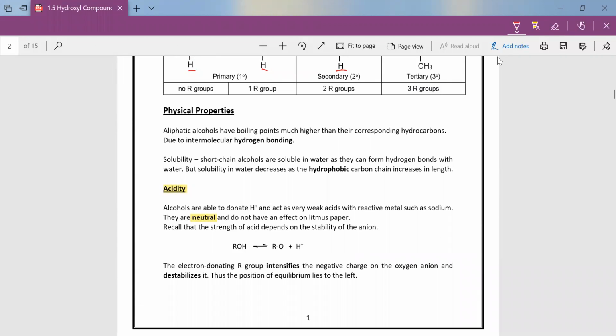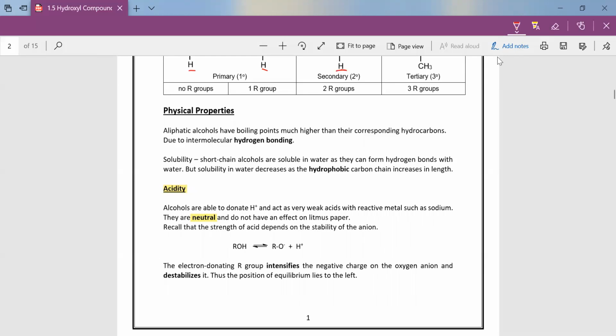Physical property wise, alcohols have much higher boiling points due to hydrogen bonding. Solubility wise, they are soluble because they can form hydrogen bonds, but as the carbon chain gets longer, the solubility decreases. Acidity wise, alcohols are able to donate H plus, but they are very weak acids, such that they are actually neutral and do not have an effect on litmus paper. So get this: they have acidic H, but they are neutral.